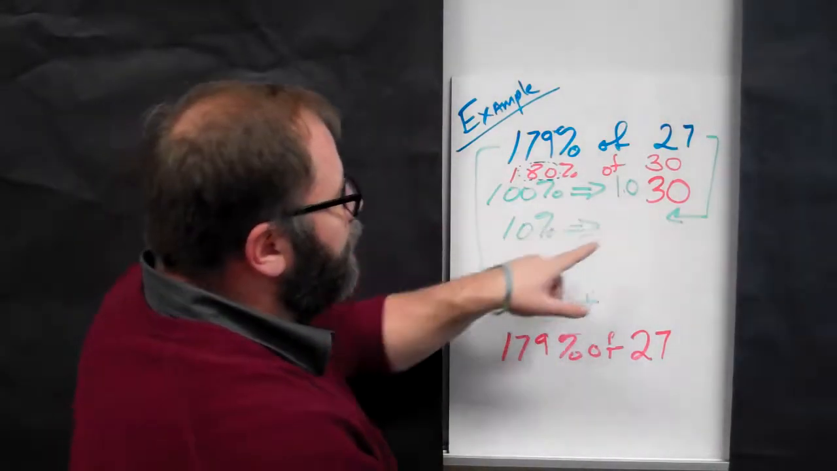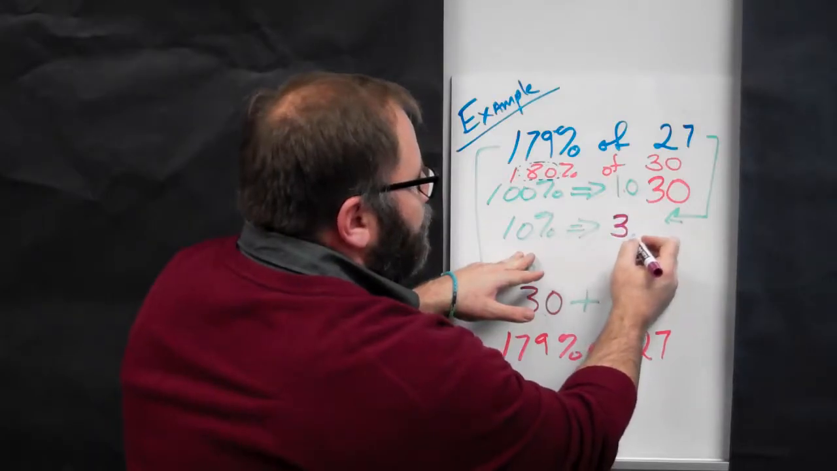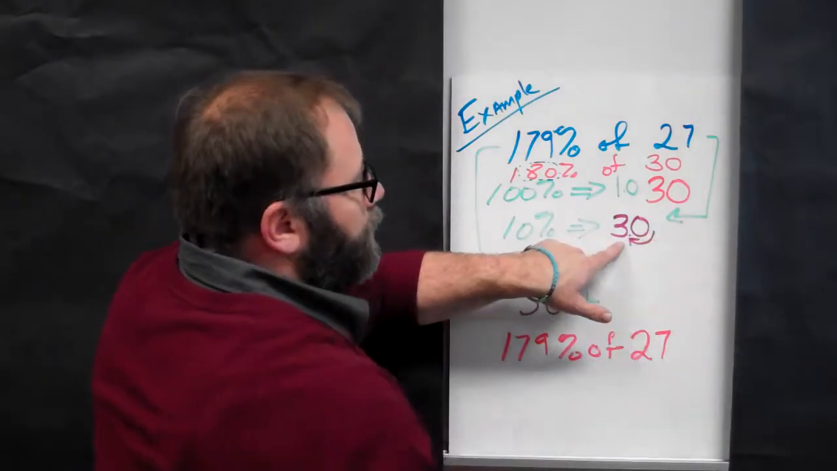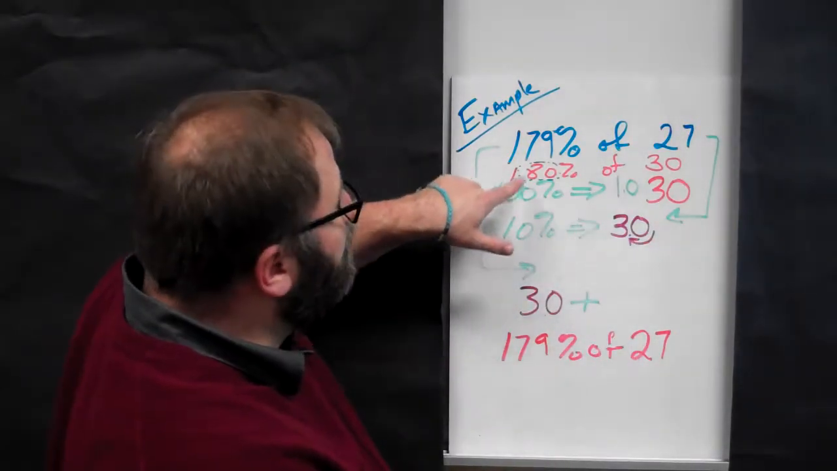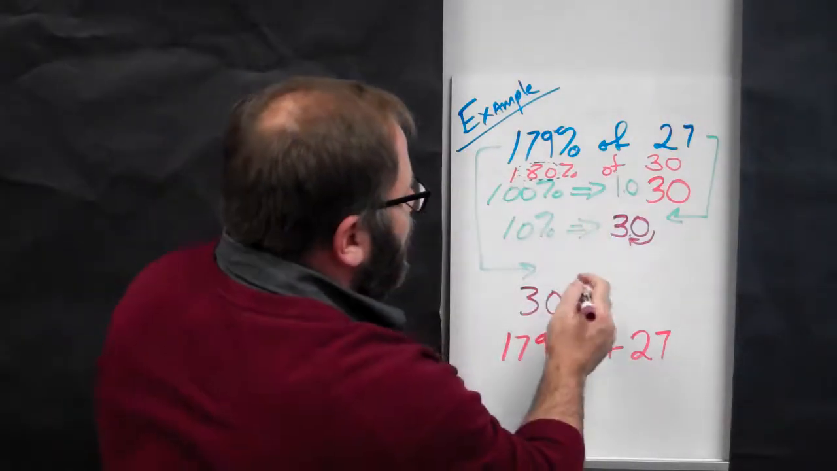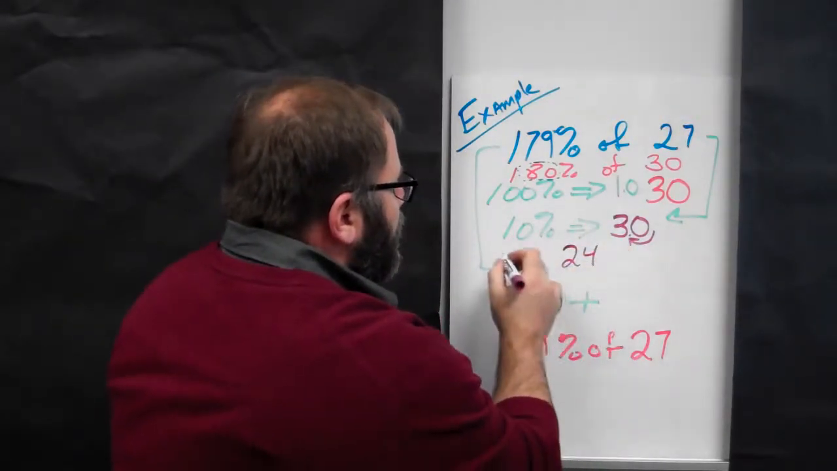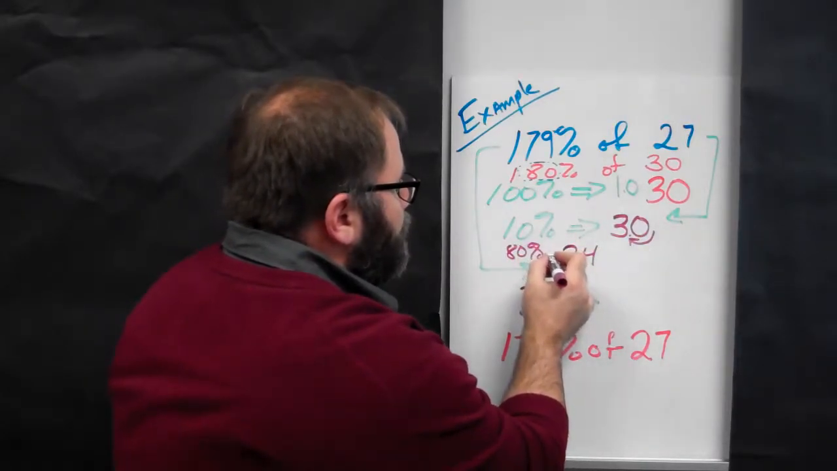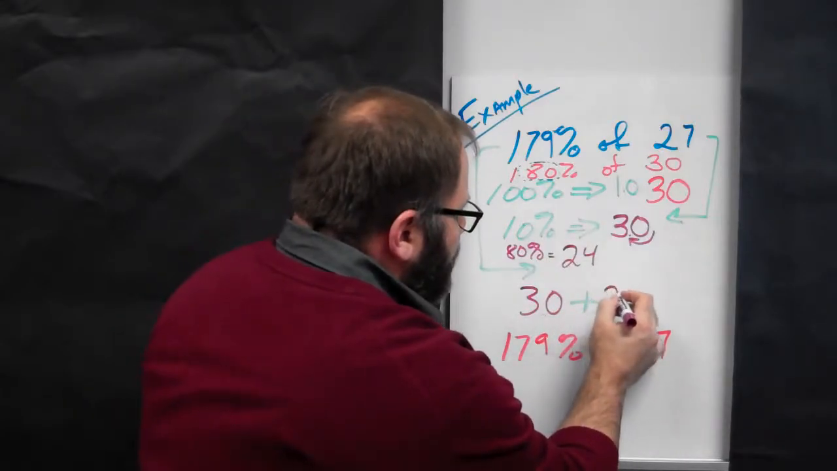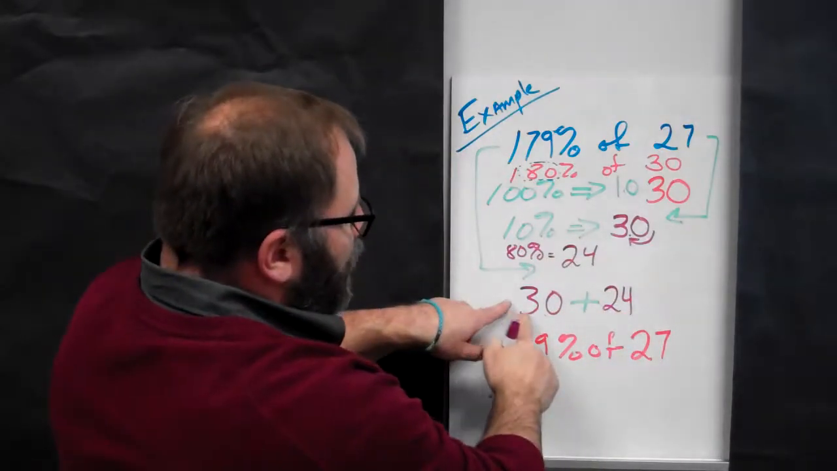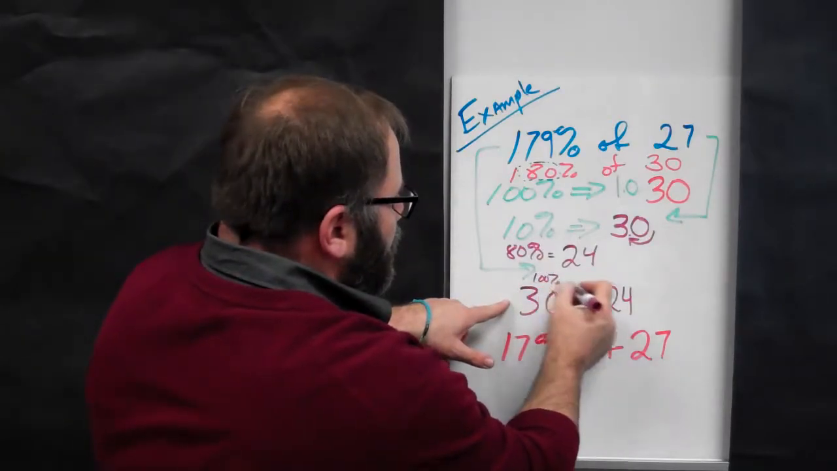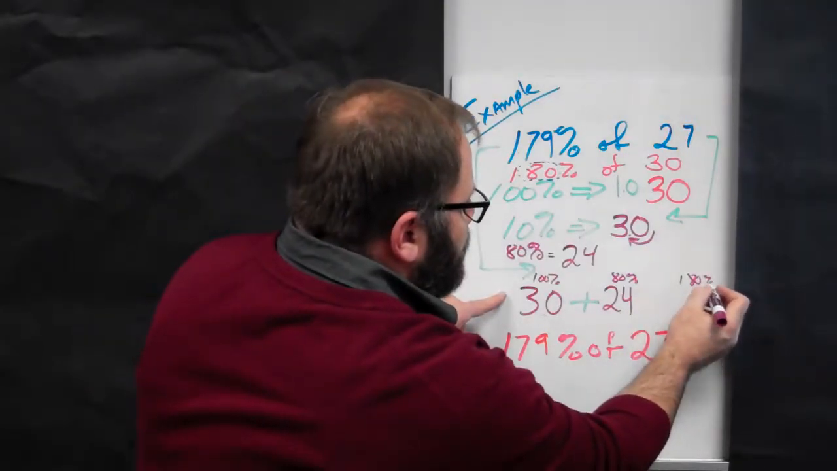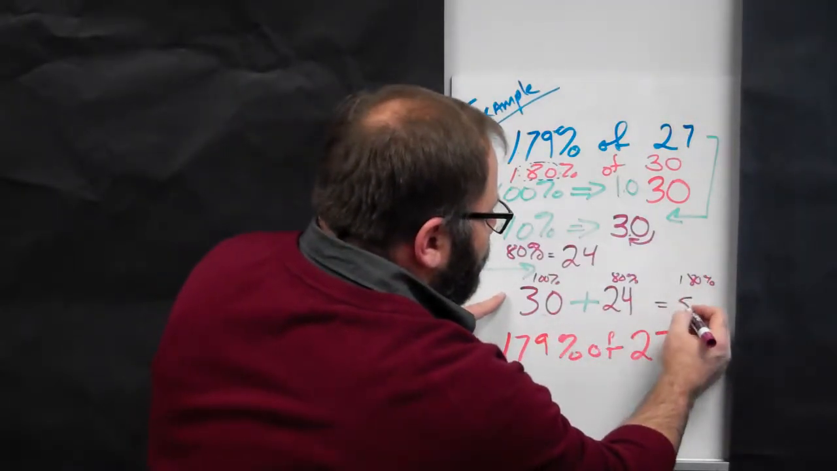So 10% of 30 is 3. We find that because with 30, we move the decimal place once, and it ends up being 3.0, or 3. How many 10%s do we need? 8 of them. 8 times 3 is 24. So that's 80%. 10% is 3, so 80% becomes 24. That leaves us 30 plus 24, our 100% and our 80%. Those then add up to 180%, and the value is 54.